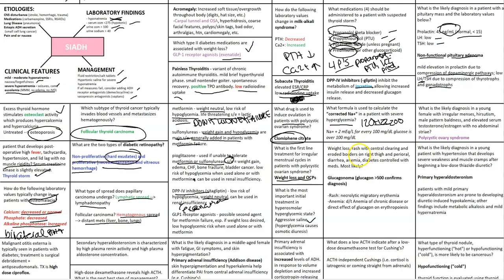Weight loss, rash with central clearing and eroded borders on right thigh, perioral diarrhea, anemia, and diabetes controlled with meds. This is most likely glucagonoma. Rash is necrolytic migratory erythema. Anemia is anemia of chronic disease due to the direct effect of glucagon on erythropoiesis.